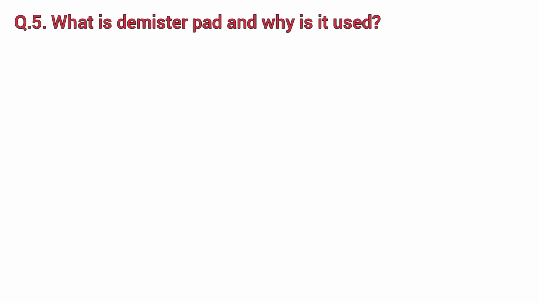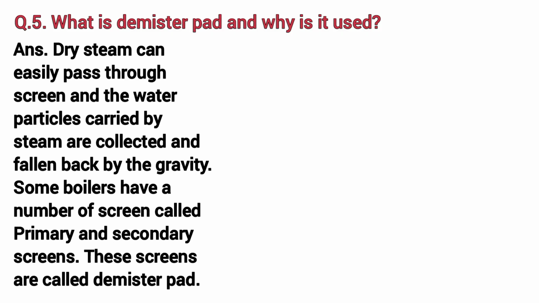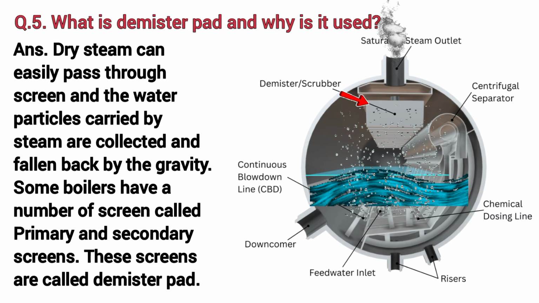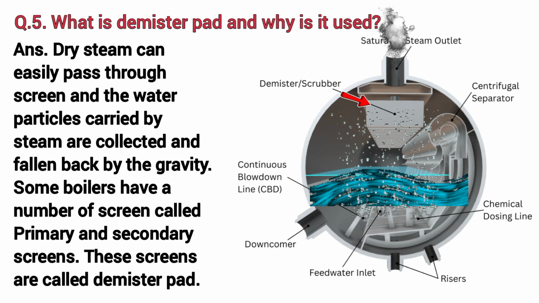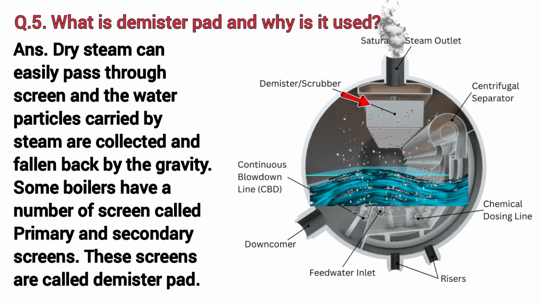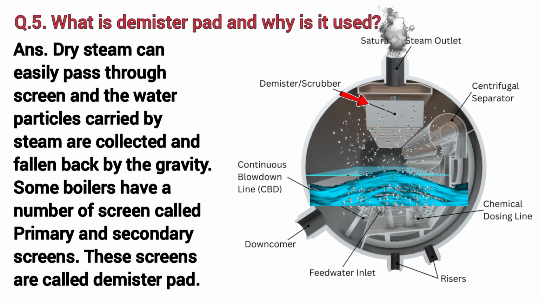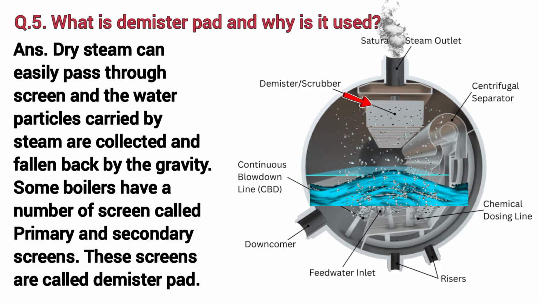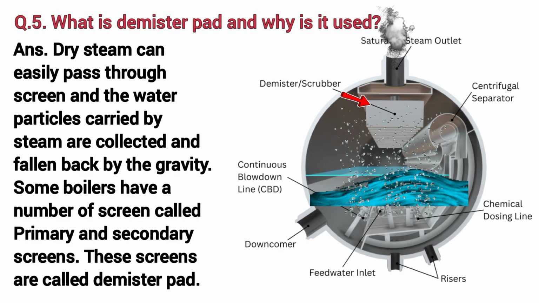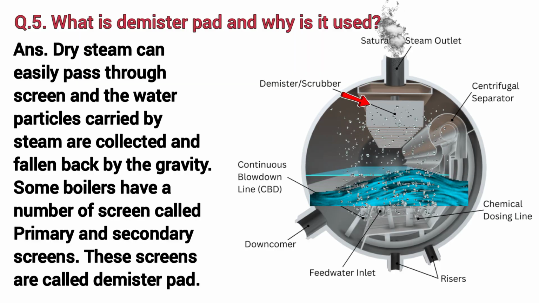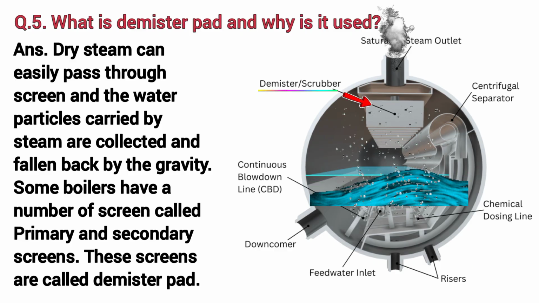What is a demister pad and why is it used? Dry steam can easily pass through the screen, and the water particles carried by steam are collected and fall back by gravity. Some boilers have a number of screens called primary and secondary screens. These screens are called demister pads.